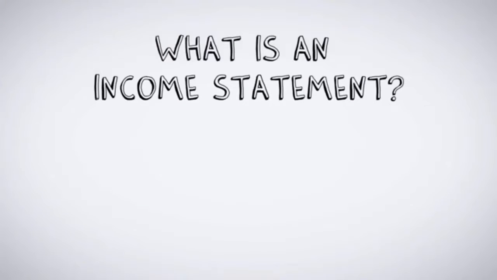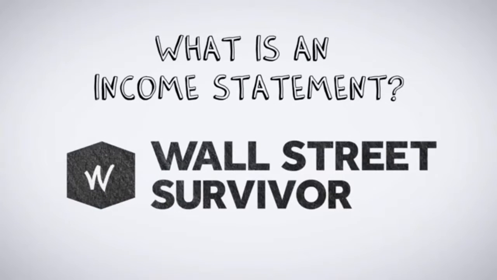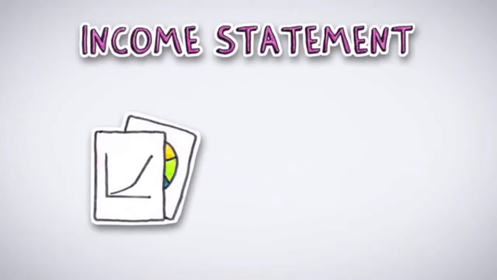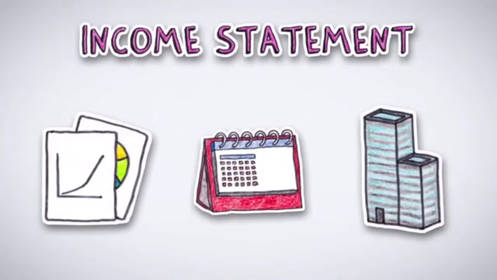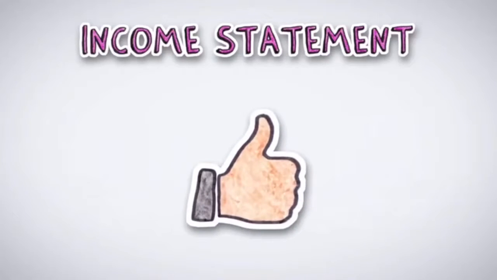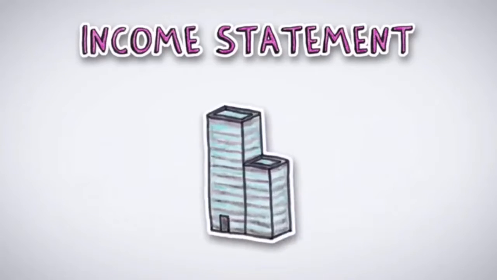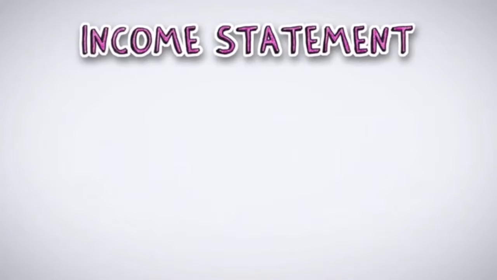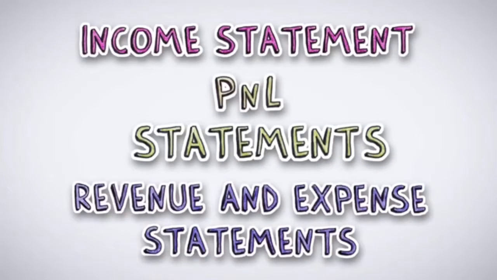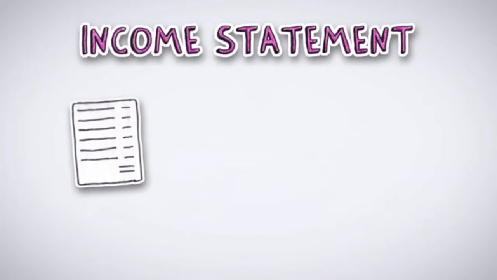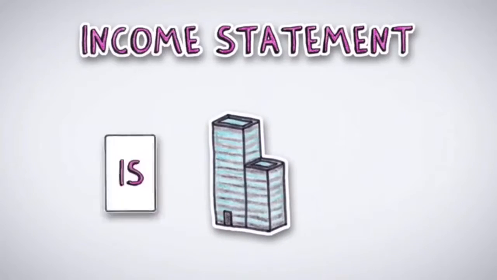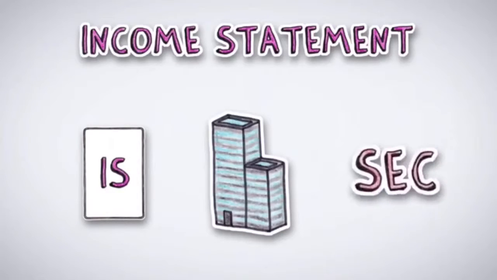What is an income statement? Presented by WallStreetSurvivor.com. An income statement shows the financial performance of a company for a given time period. It shows a company's revenue and costs and is therefore a pretty good indication of the strength of the company. Income statements are also called profit and loss or P&L statements or revenue and expense statements. Income statements are prepared as a part of a company's financials. All public companies are required to submit them quarterly, regulated by the SEC.